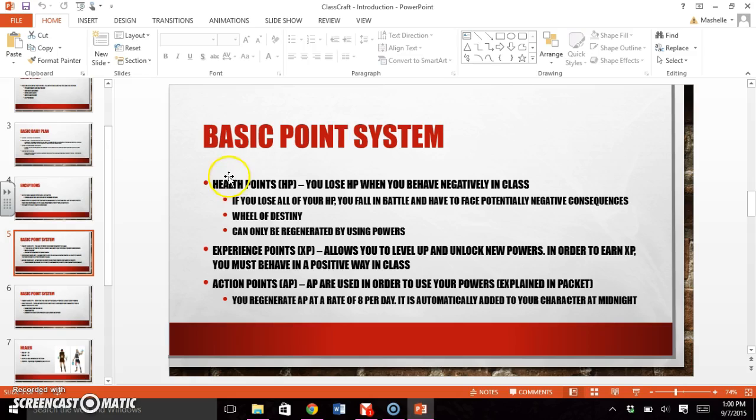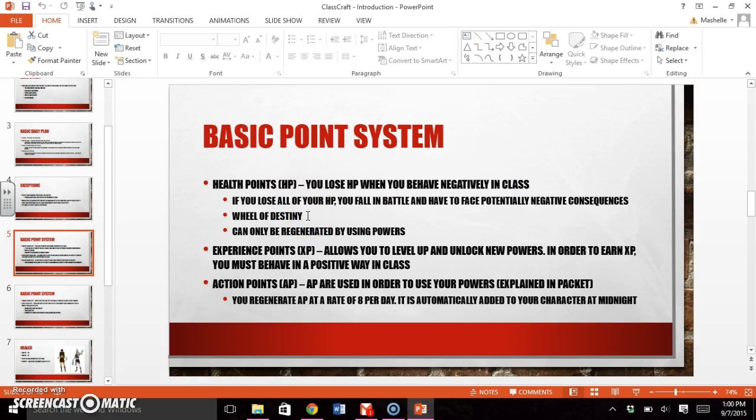Okay, so the first type is what we call health points, or HP. You lose health points when you behave negatively in class. So the idea here is that you want to stay alive. If you die or lose all of your health points, you fall in battle, and you have to face negative consequences.